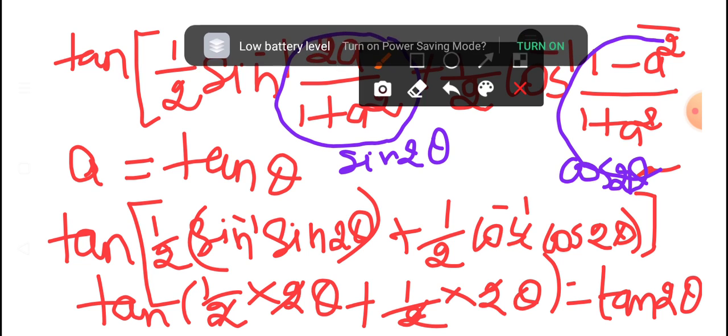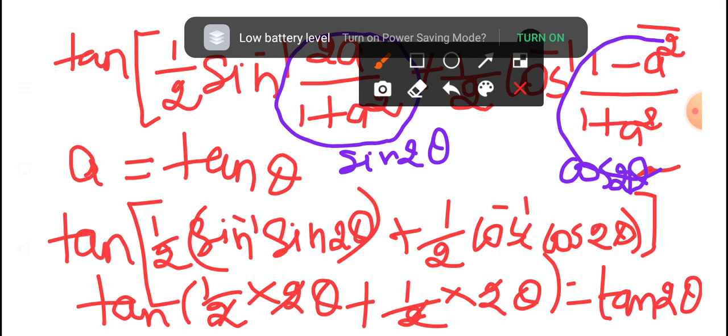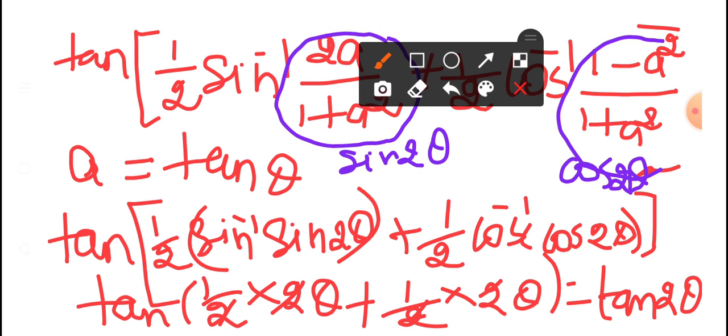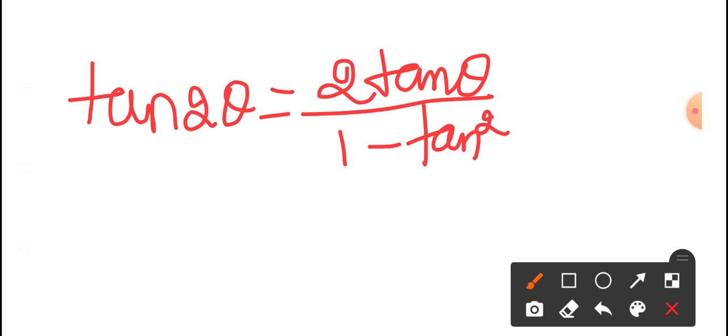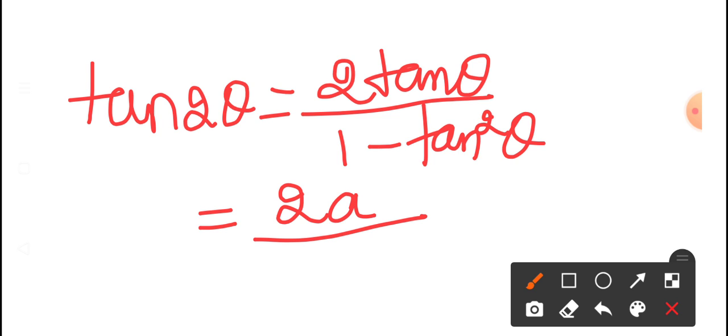But in the given sum, all the terms are in a, while our answer is in tan 2 theta. So in this step we convert the tan 2 theta formula into tan theta. So tan 2 theta is equal to 2 tan theta divided by 1 minus tan square theta. In the first step we took tan theta is equal to a. Now we substitute tan theta is equal to a, and we get the last answer 2a divided by 1 minus a square. This is our required answer.